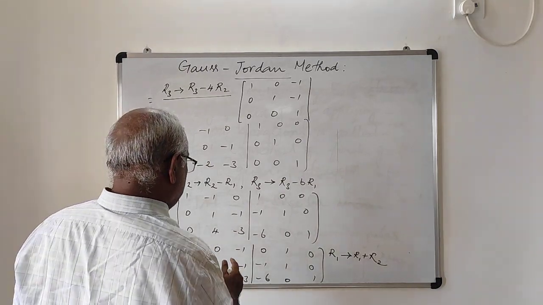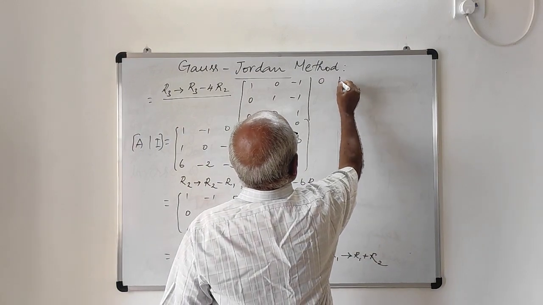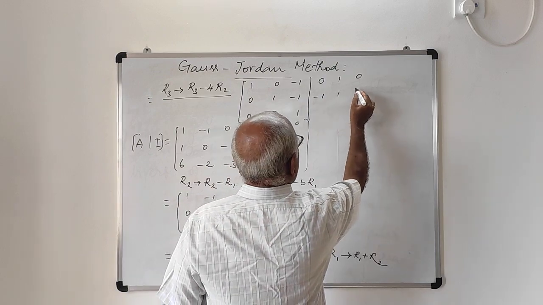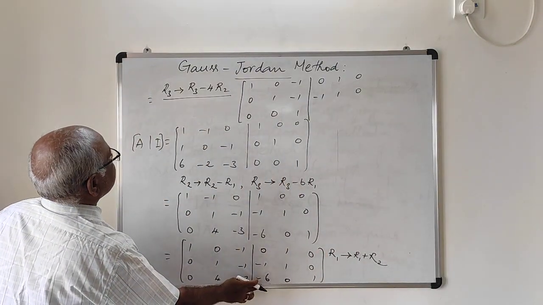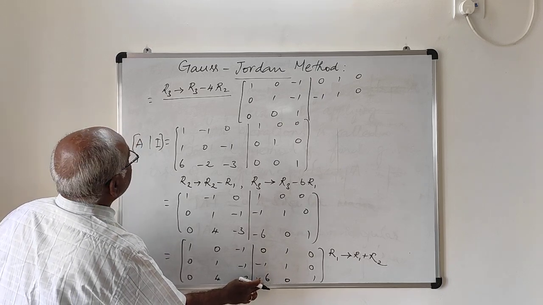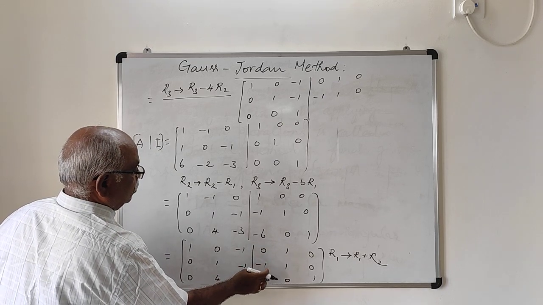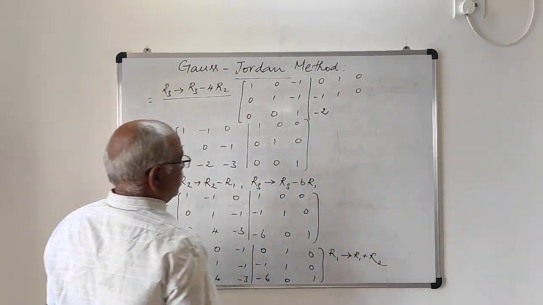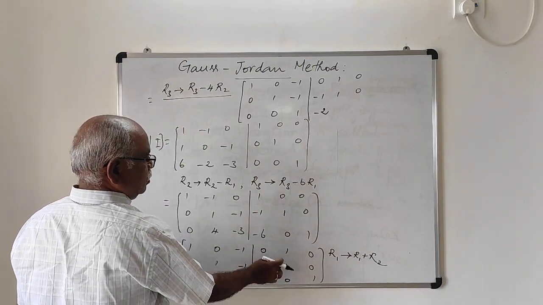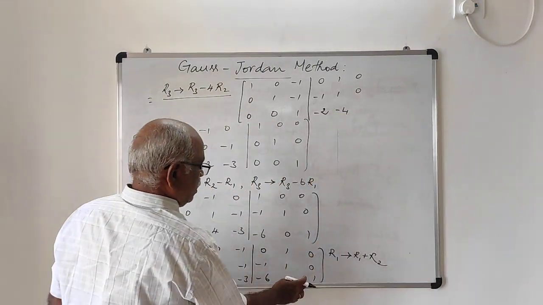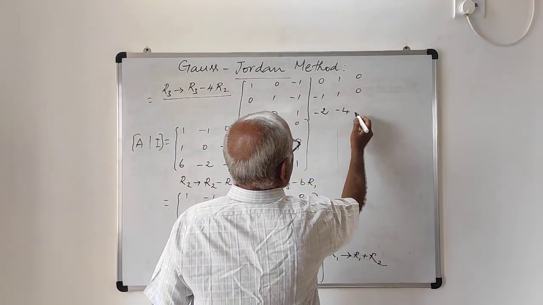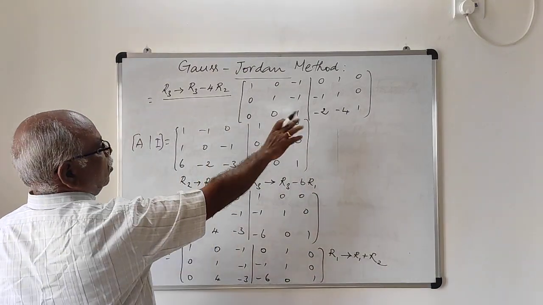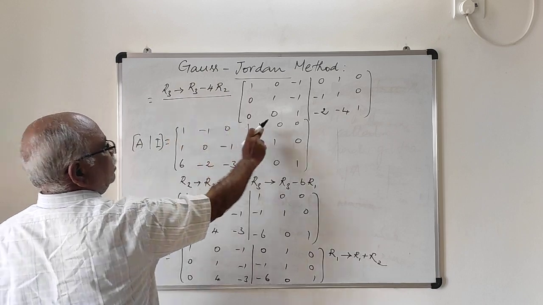Okay. Next, in this stage, 1, 0, 0, the first row as it is. The second row is also written as it is: minus 1, 1, 0. And the third row, R3 is R3 minus 4 R2. Minus 6 plus 4 is minus 2. And 0 minus 4 is minus 4. And 1 minus 0 is 1. So minus 2, minus 4, 1. After operating this R3, you will get this matrix.